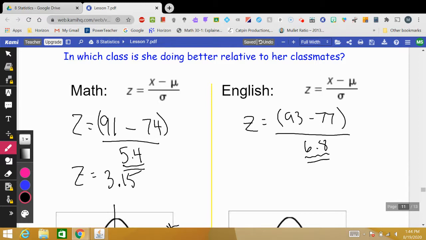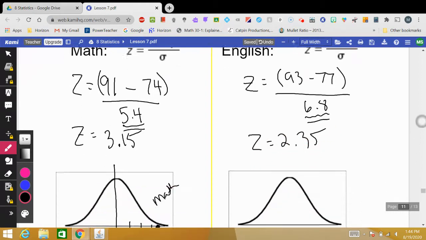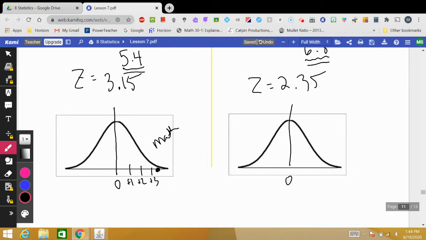So 2.35 is her Z-score in English. So in English, again, if we make this a 0 for the average, 1, 2, 3, she is actually right here in English. So in math, she's 3.15 jumps above the mean. In English, she's only 2.35 jumps above the mean. So she's actually doing better in math as compared to her classmates. Okay, so again, it's in comparison to the average.